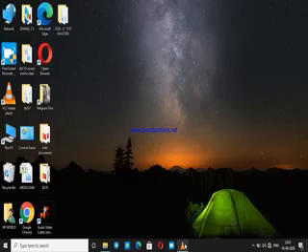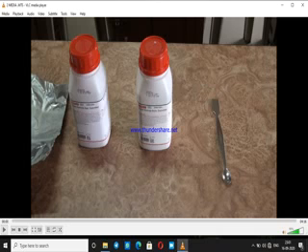Seed biopriming. Now coming to the media preparation for further mass multiplication of Trichoderma. Here all the equipment is listed. Also the materials are given.